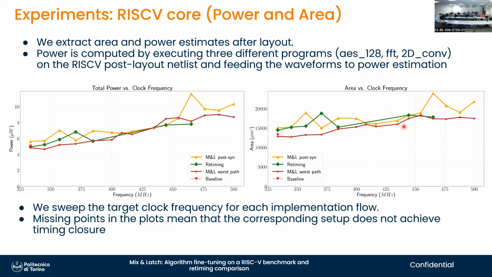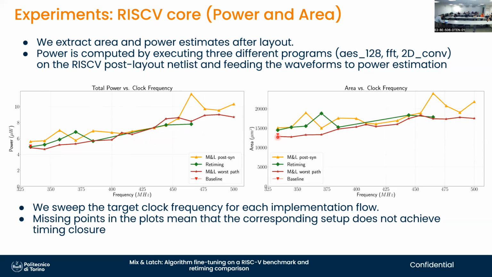So area is the most important figure of merit. As you can see, the baseline is this. This is the original area. If we apply mix and latch only on the worst parts, we can achieve, at the same performance level, a slightly smaller area than what you could normally. So if you run at the same performance as the flip-flop based design, in this case, it is actually smaller.